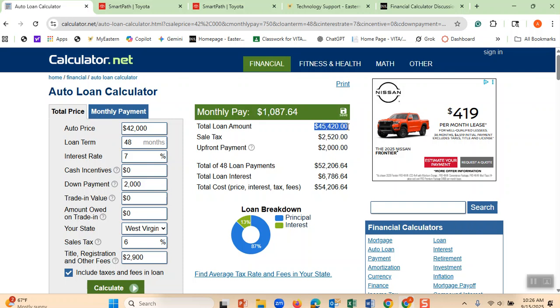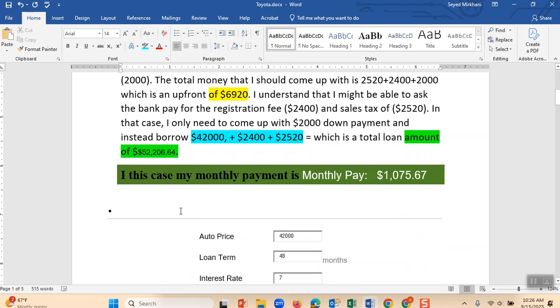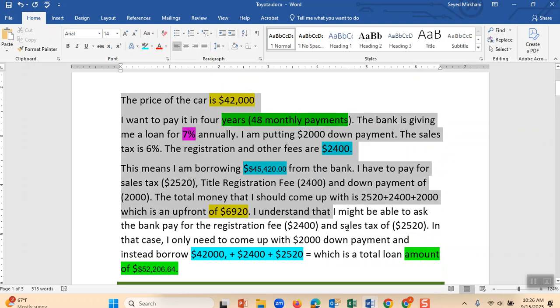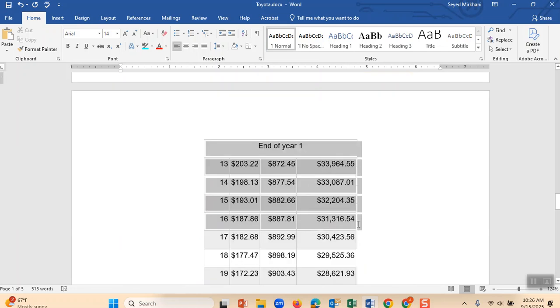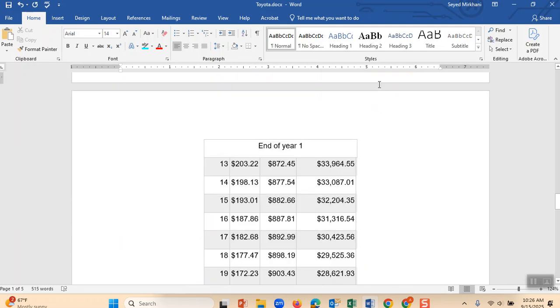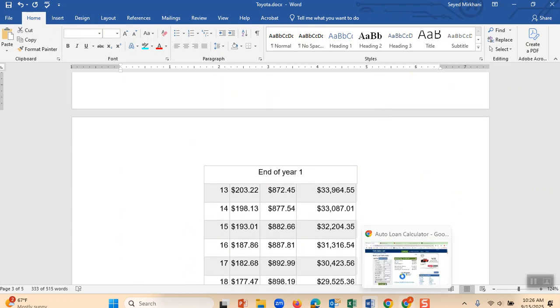And here it is, my car was cheaper, 42. Here you go. I come here, and that means I am borrowing $45,000 from the bank. And I am going to highlight how much I am borrowing. Here you go. And I make the font a little bit bigger for you. And then after I do that, I highlight the whole thing in here. And I don't highlight this part, the bottom part. And then after I highlight it here, I go to Brightspace.